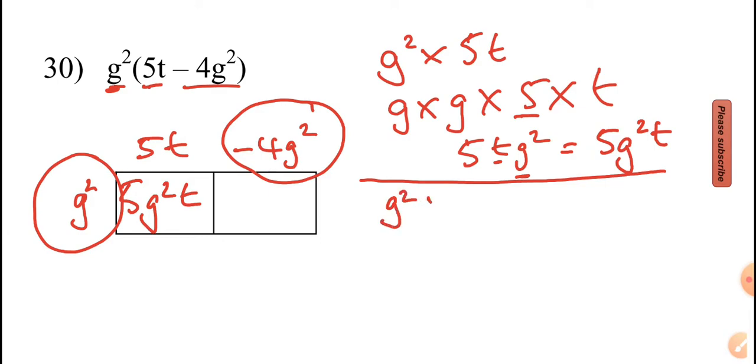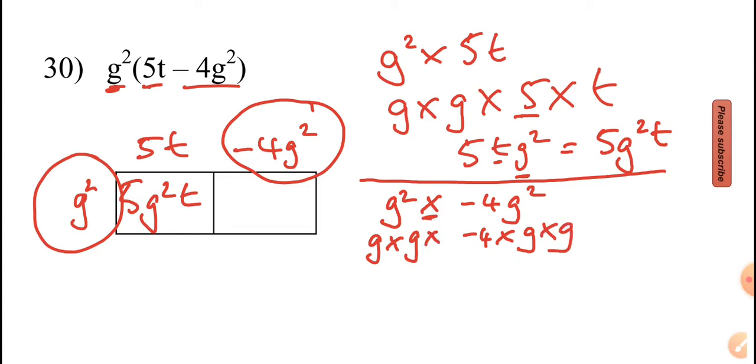So g square times minus 4g square. So this could be written as, well, g square means g times g, and minus 4g square we can write it as minus 4 times g, and because of the times sign there, copy the times sign. So because they are all multiplying, I can multiply them in any order. So minus 4 first, and then there's 1, 2, 3, 4, so minus 4g to the power of 4. So we can now copy this down.